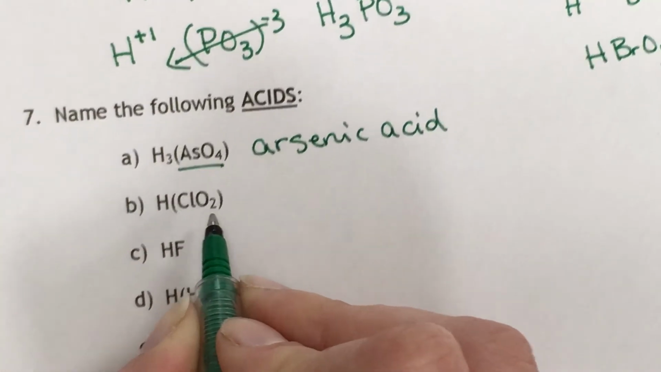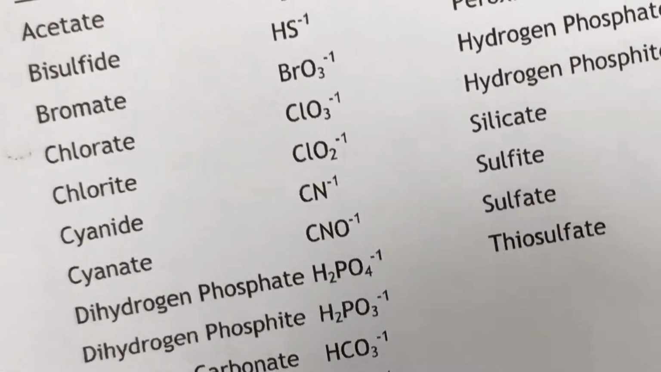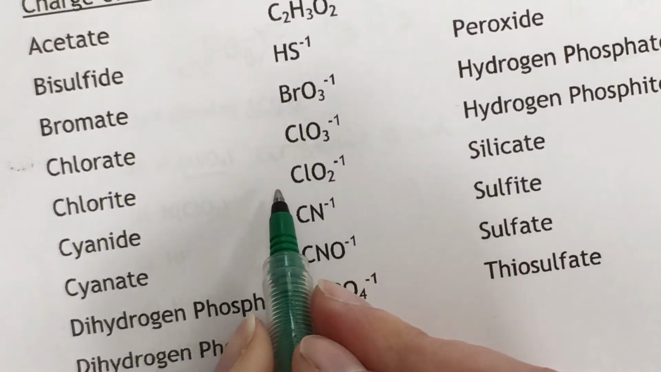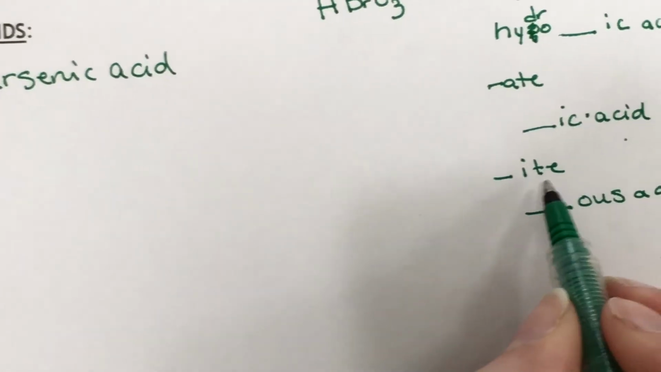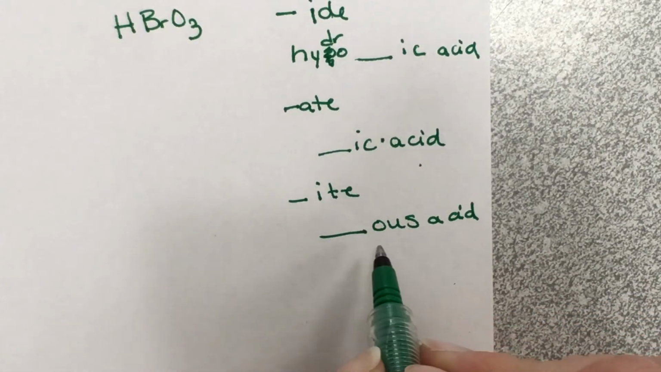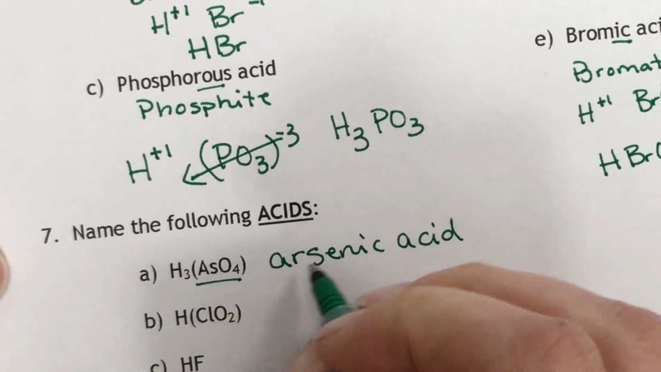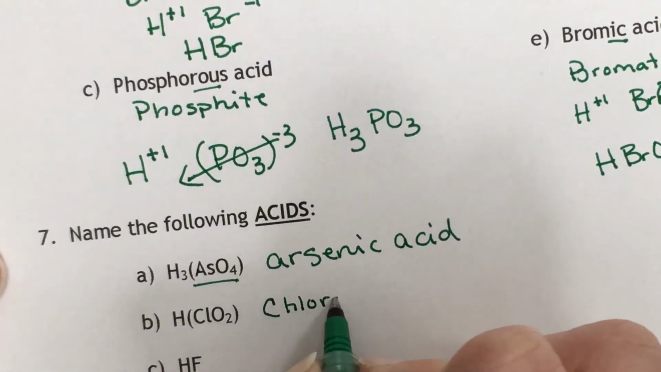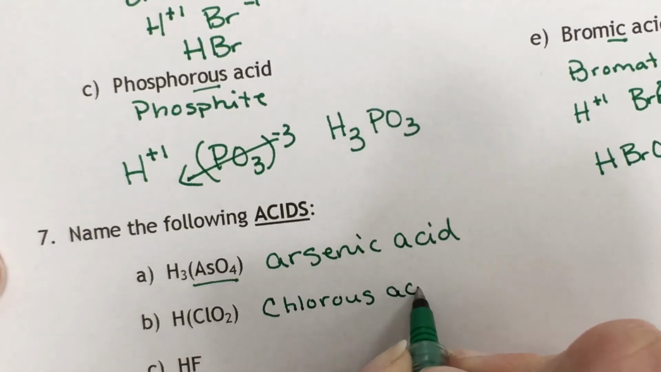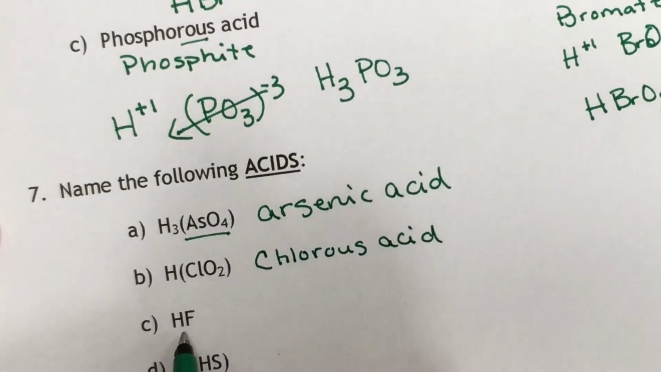We have ClO2. Let's find ClO2. So right here, that was chlorite. So the ending was ITE, which means we just change the ending to OUS. So that was chlorous acid.